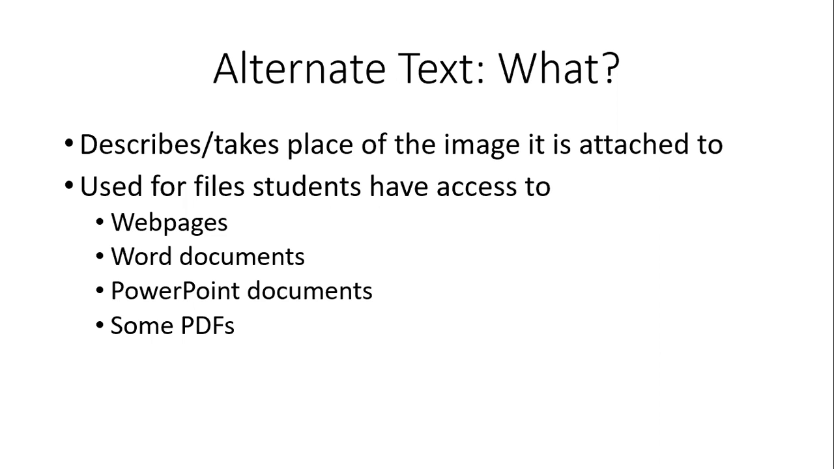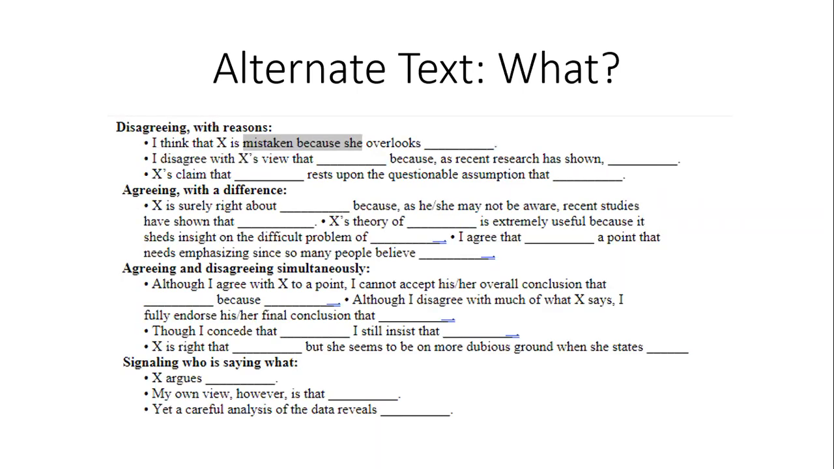about the image. Alt text is mostly used for web pages, which I don't really discuss in this video, Word docs, PowerPoints, and most PDFs that students have copies of. I say most PDFs because some PDFs consist only of scanned images and no text, or the text isn't formatted properly, which causes screen readers to run into some problems. Basically, if a student can highlight any text in a document, if they have that level of access, then alt text for any images in that document is helpful.